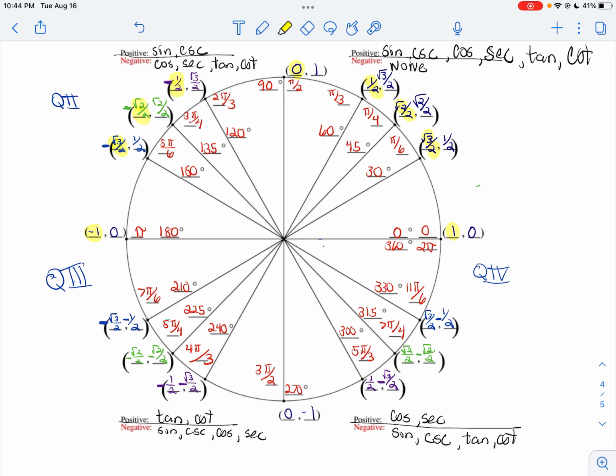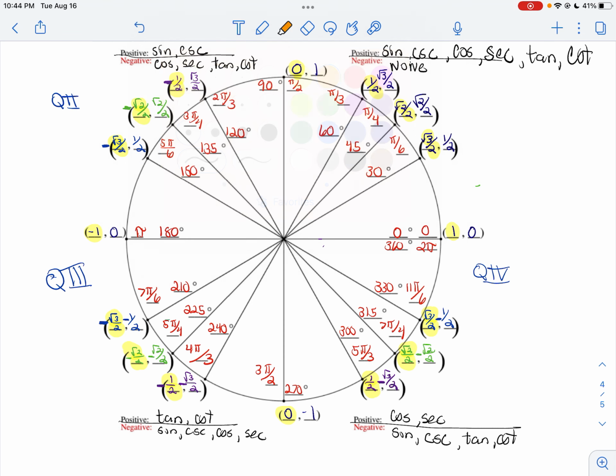And so I'm at 1 now, so that means I need to count down: 3, 2, 1. Take the square root and divide by 2. 3, 2, 1, 0. I'm at 0, so that means I count up: 1, 2, 3. Take the square root and divide by 2. Now you've completed all of your x values, or your cosine values.